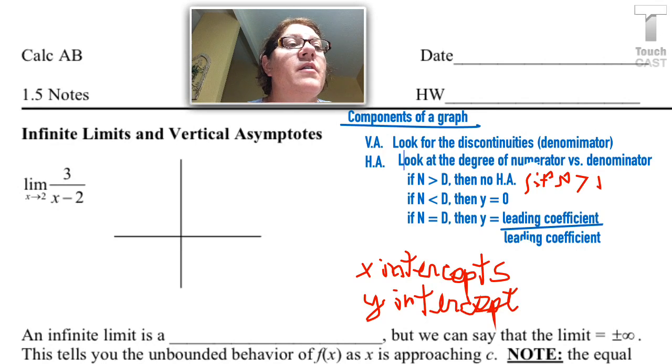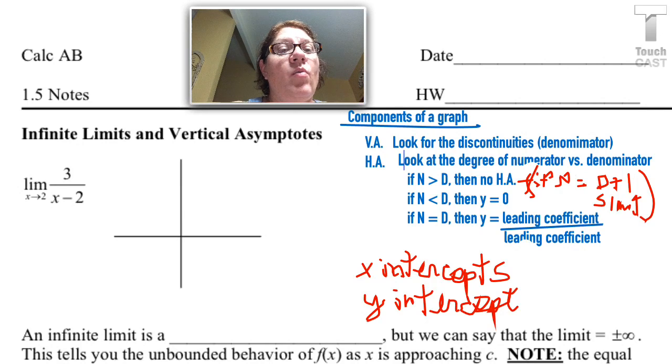Or actually I should say if the degree of the numerator equals the denominator plus 1, so it's greater by 1, then you get a slant asymptote. And if the numerator is less than the denominator, then I get y equals 0. That's the one I usually like. And if they're equal, then it's the leading coefficient of the numerator over the leading coefficient of the denominator.